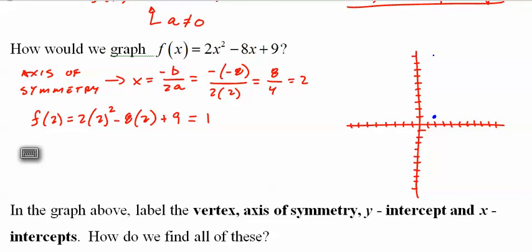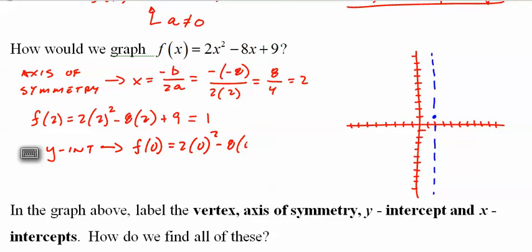I forgot, I meant to do my axis of symmetry, which is x equals 2, so it's a vertical line at 2. And then we find the y-intercept, which is just what we get when we put in 0 for x. Hopefully you realize anything with an x in it's going to zero out, and you're just going to be left with the c value. So you don't even need to do this. Just say it's 9. It's always going to be the c value.